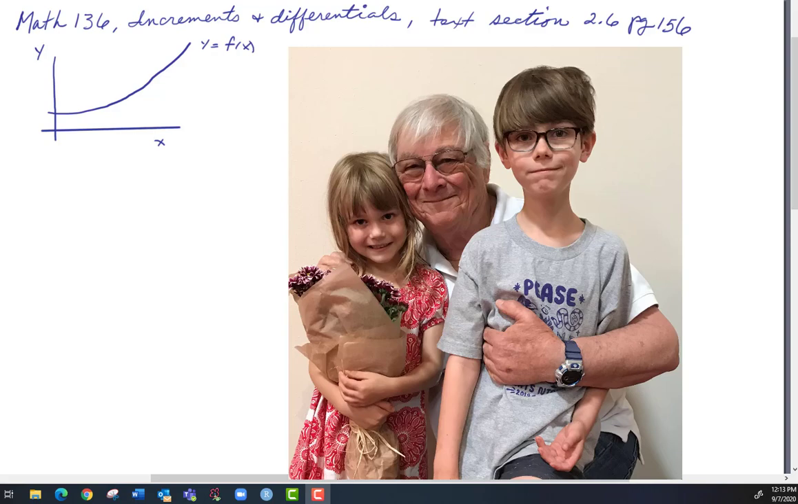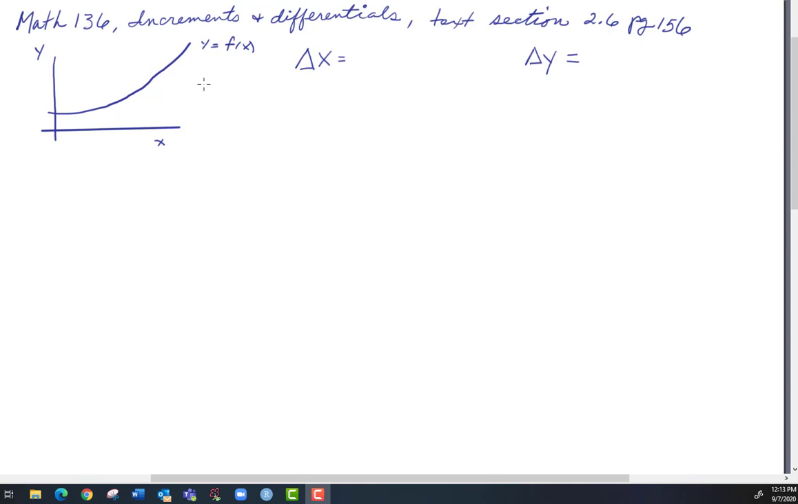Hello, we're back again. So today we want to talk about increments and differentials, and you will find this material in your textbook starting on page 156. As a starting point, let's consider a function y equal f of x, and just suppose that it looks like this graph that I've got sketched here.